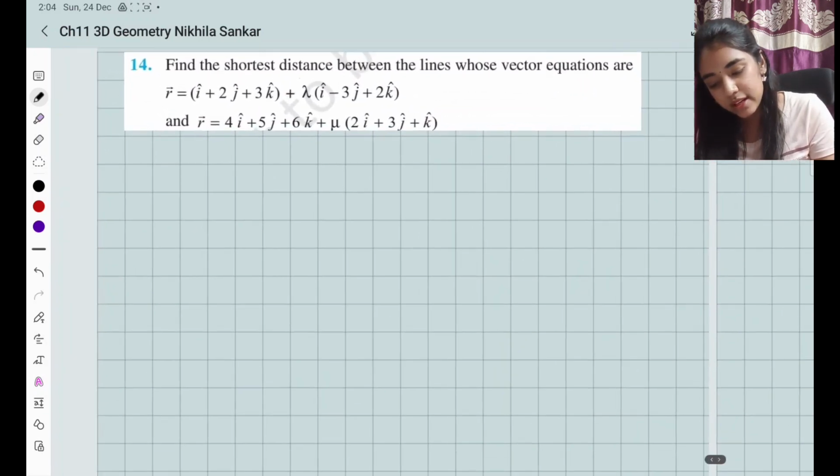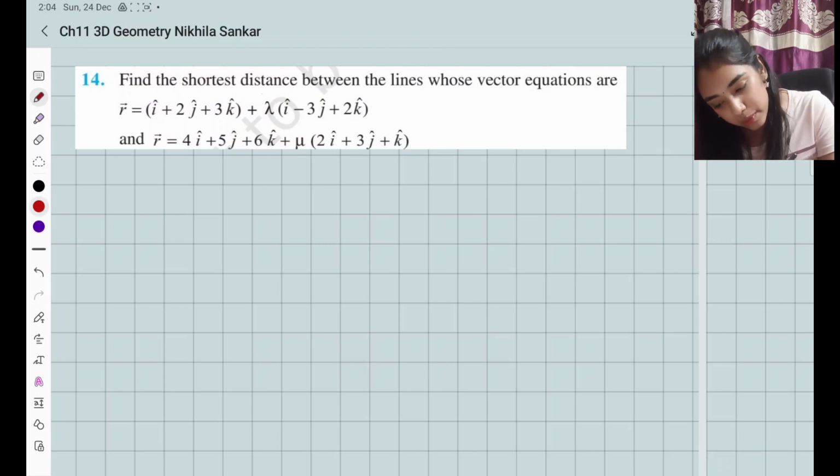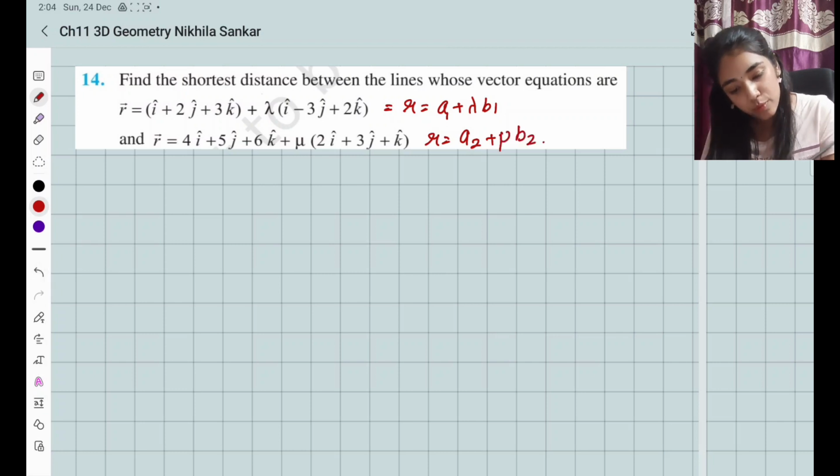Question number 14. Find the shortest distance between the lines. They are asking us to find the same thing again. You know this yourself, so do it along with me quickly. Okay, so this is r equals a1 plus lambda b1 and r equals a2 plus mu b2, right? Different parallel line, so mu b2.